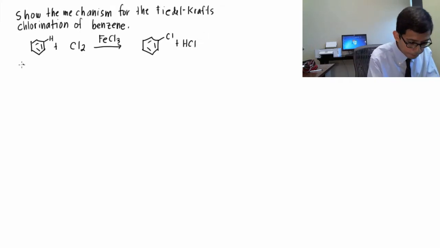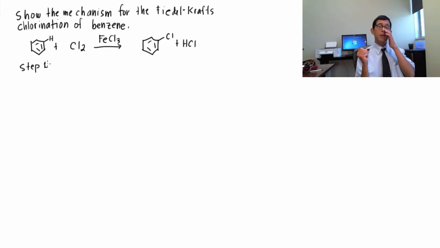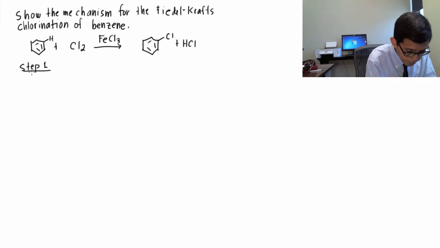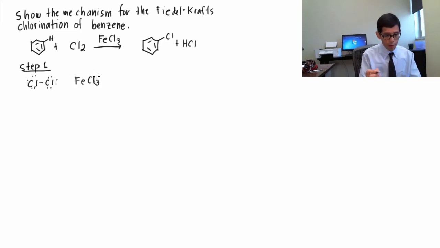Alright, step 1. As with other Friedel-Krafts reactions, the first step is the formation of the electrophile. So this is the Lewis structure of chlorine, and you have FeCl3. Okay, this is what's going to happen.